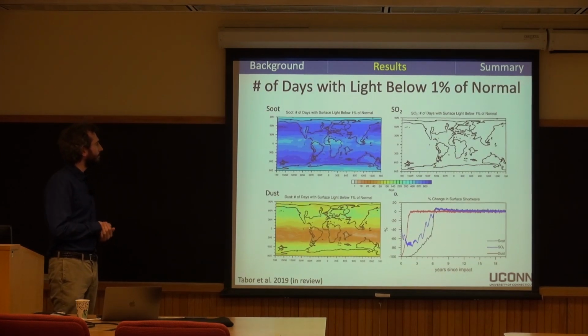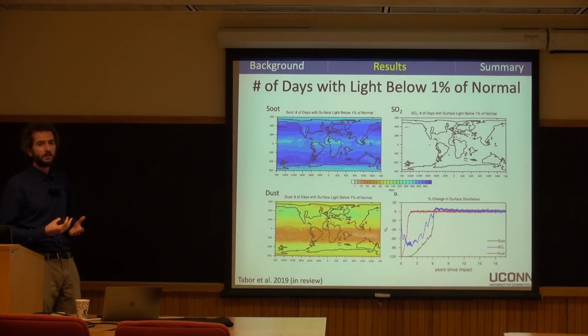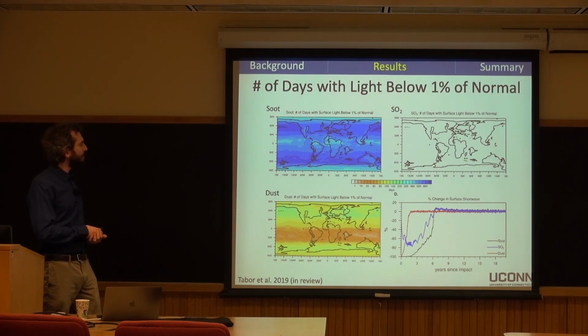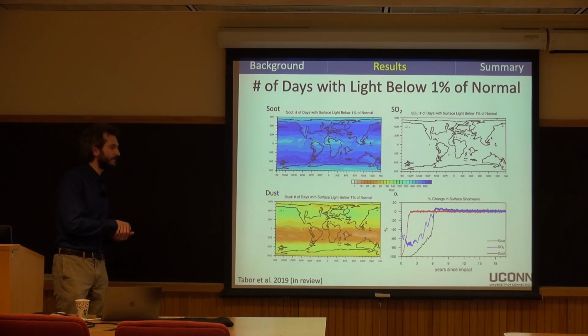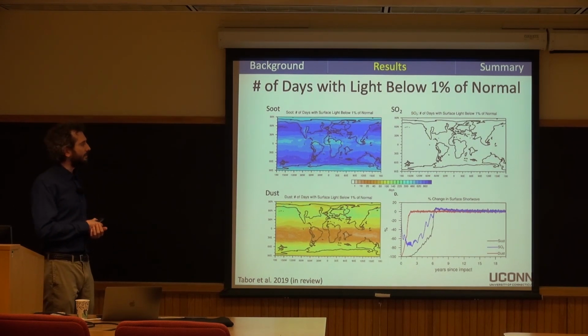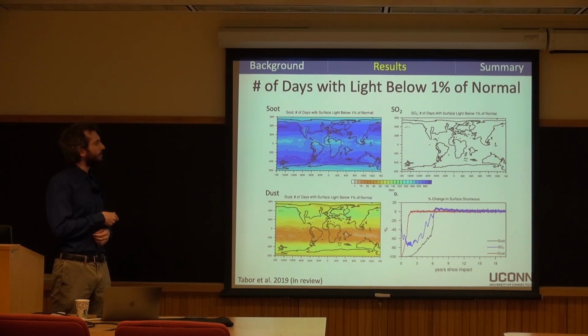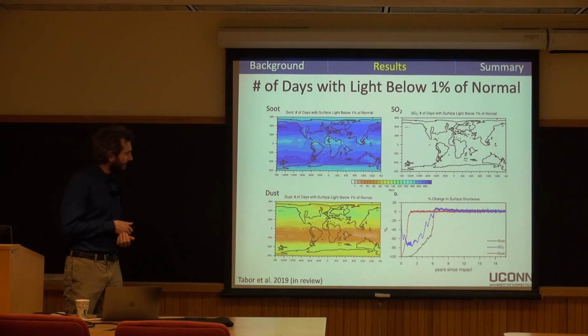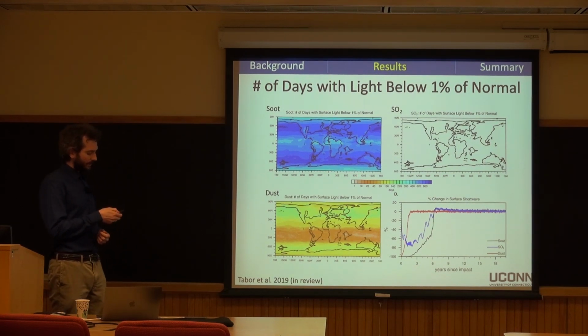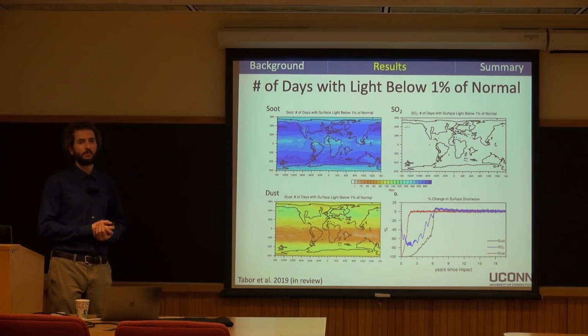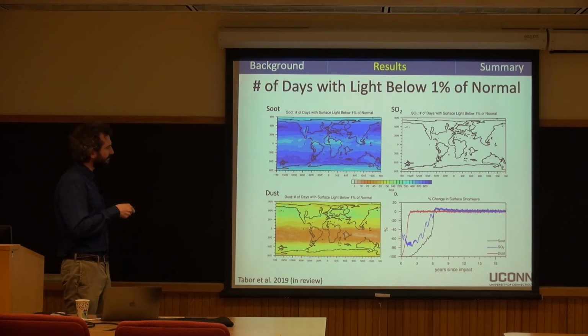Okay. So trying to relate this a bit more to how it may have impacted life on Earth, here I'm showing the number of days compared to the pre-impact climatology where light levels were less than 1% of normal. And a few things to point out here is one, this scale bar is going from warm to cool colors. The cool color is showing more days with light levels below 1% of normal.